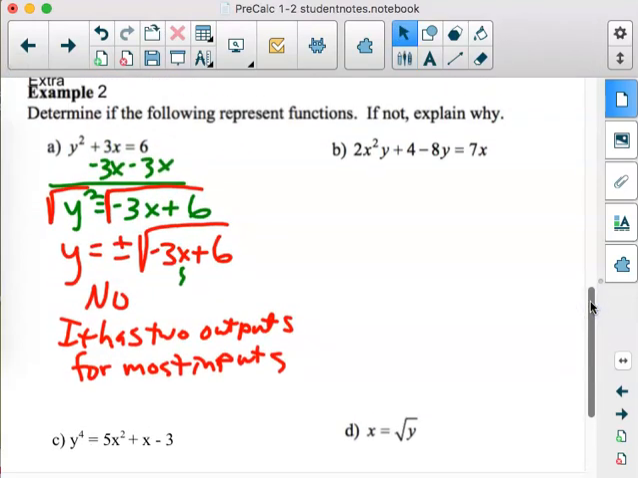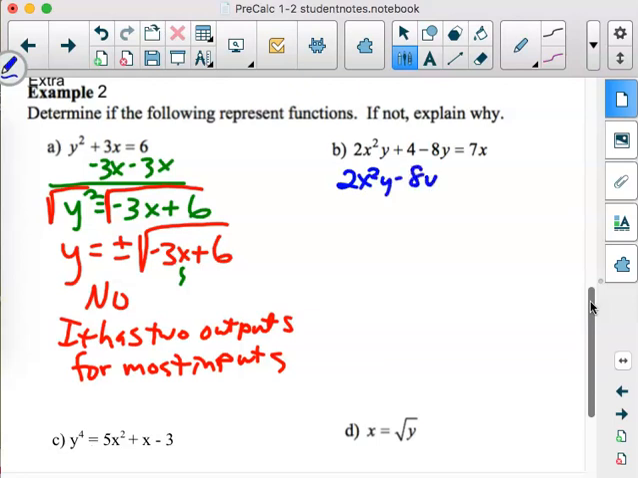Now let's take a look at B. For B, I want y all by itself, and I realize there are 2 terms that have y in it. So I'm going to have to get both of those on the same side, but I'm going to have to subtract the 4 and move that piece over because there's no y over there on the right.